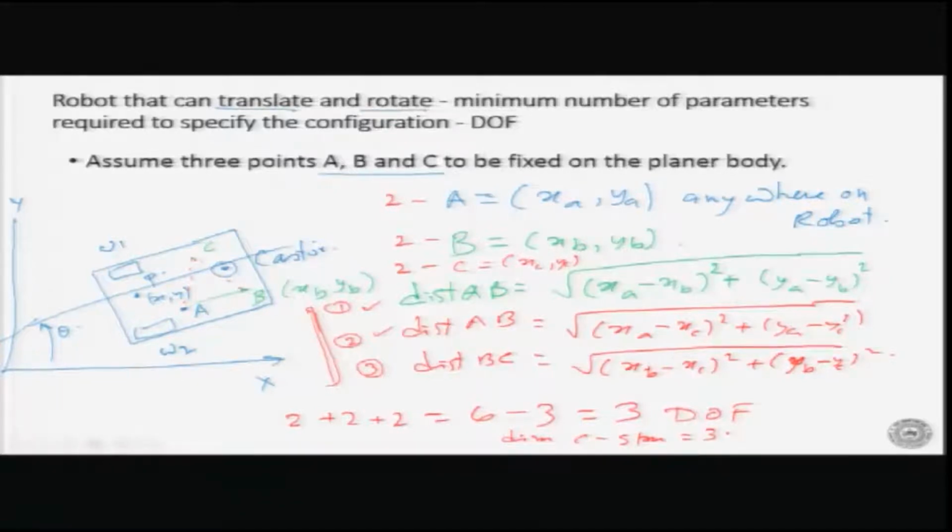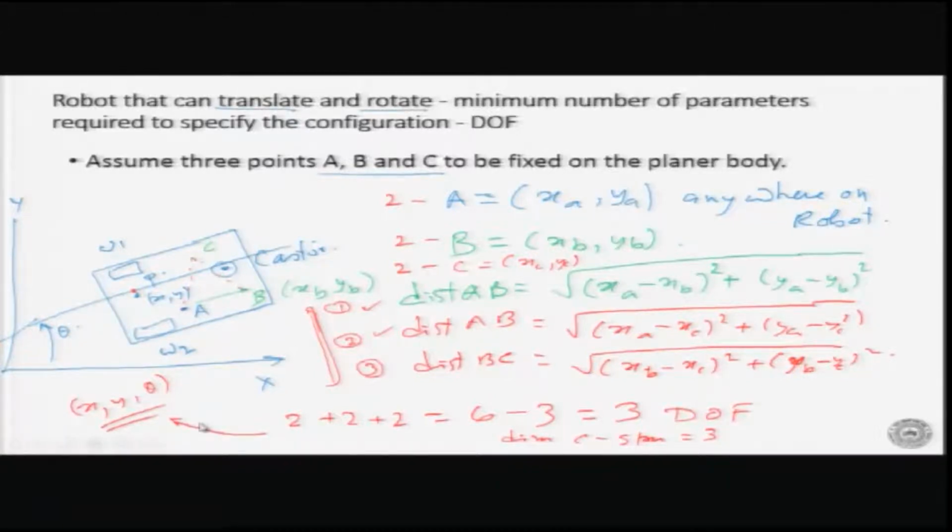Now, what are these 3 parameters? One is the x, y of that point P, and the other is that angle theta. So, x, y and theta. This is my 3 parameters which I am getting.